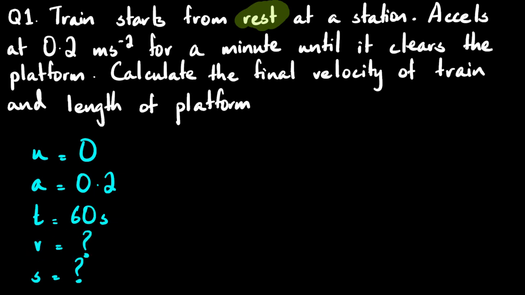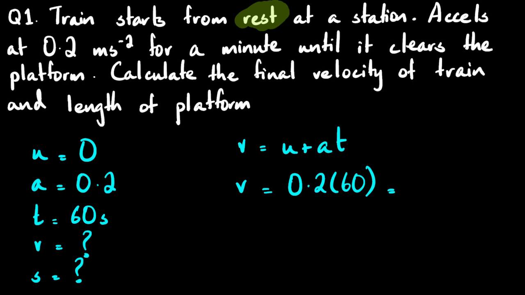So if you think about this, and you do need to have a blueprint of the equations of motion in your mind, this is what any good student would have in order to tackle these questions successfully. So which equation has u, a, t, and v involved? It's the first equation of motion. v equals u plus at. So u is 0 here, so v is just at. So 0.2 times 60. So the final velocity turns out to be 12 meters per second, right? This is the final velocity as it clears the platform.